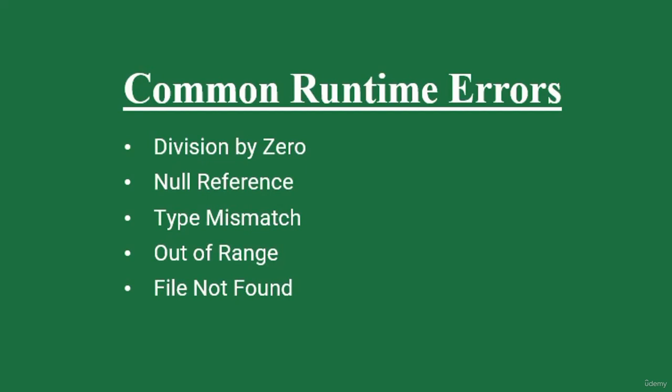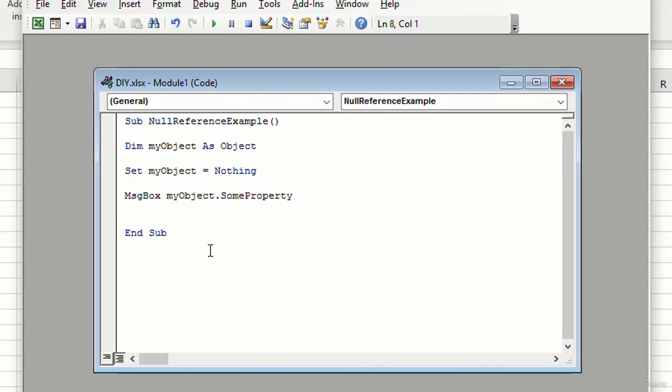Let's see an example. In this example, we created an object, which is myObject as Object, but we set it to nothing, meaning it does not refer to any object. When we try to access the property, which is SomeProperty, a runtime error 91 will occur. Now here we are trying to access a property called SomeProperty. It will trigger an error because we are referencing something that does not exist because we set myObject to nothing. So this is what is going to happen when we try to execute this.